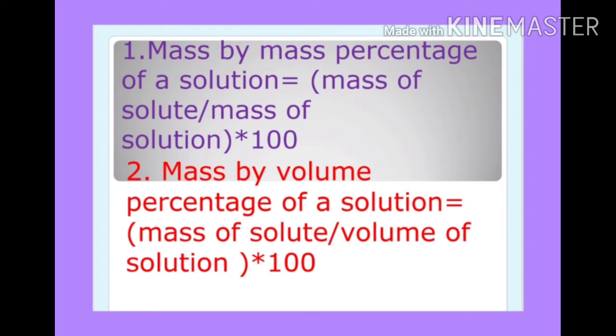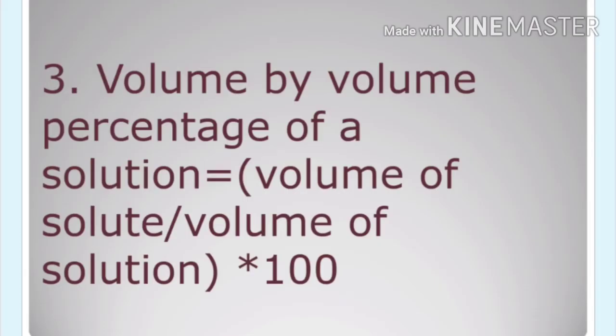Is that clear? Second is mass by volume percentage of a solution. Its formula is mass of solute upon volume of solution into 100. All right. We are going to discuss a few numericals based on this. All right. Third is volume by volume percentage of a solution. Its formula is volume of solute upon volume of solution into 100. Okay. You have to learn all these three formulas by heart. Now let us proceed to the numerical.